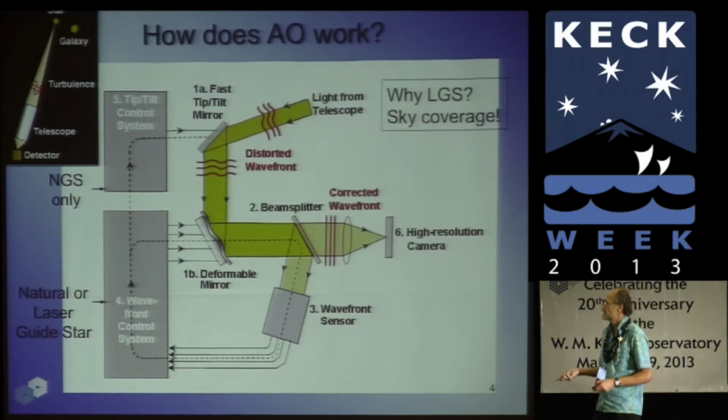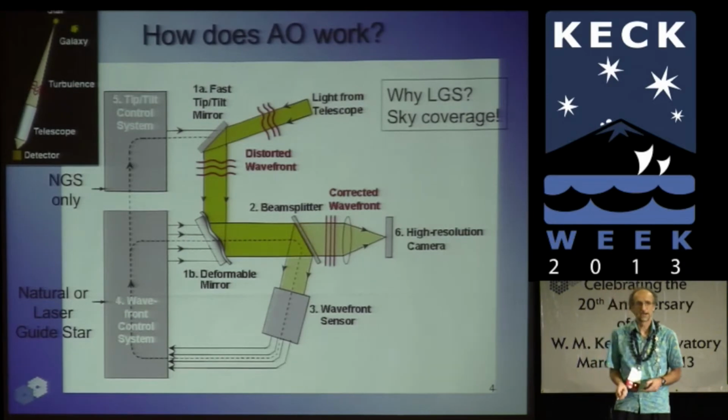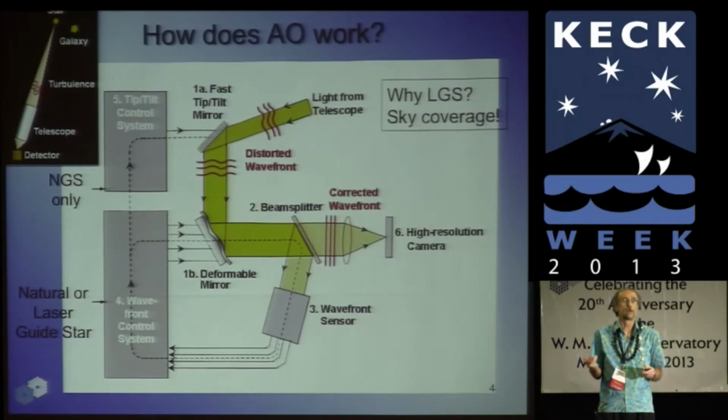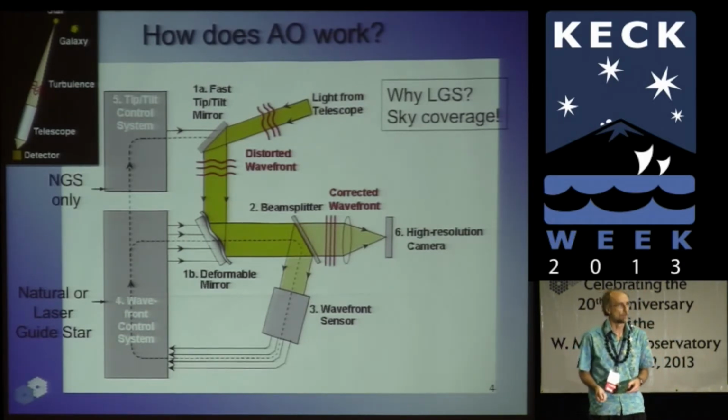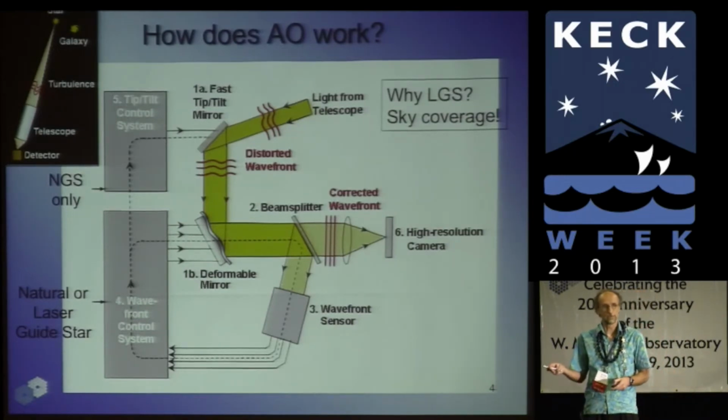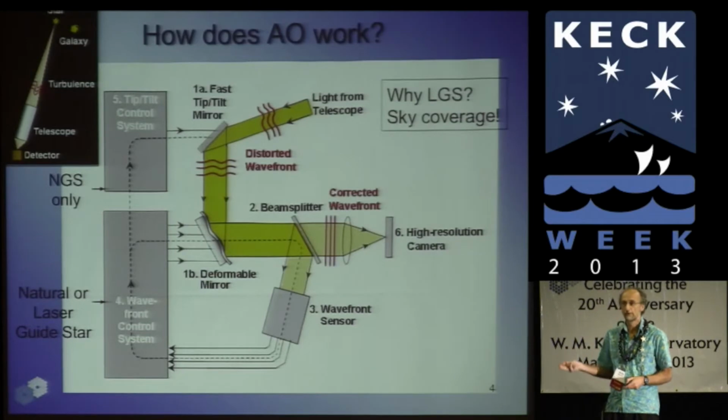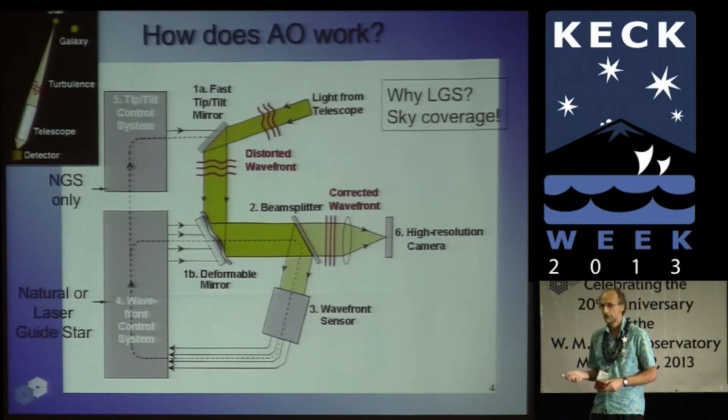So why laser guide stars? Well, natural guide stars that are bright enough are only available over about 1% of the sky. So what we do is we create our own artificial beacon with a laser so that we can observe much more of the sky. We still do need a natural guide star to measure the image motion, but it can be about 100 times fainter.